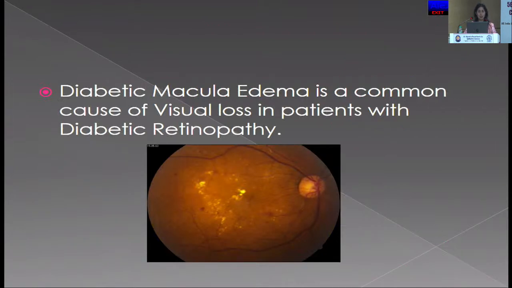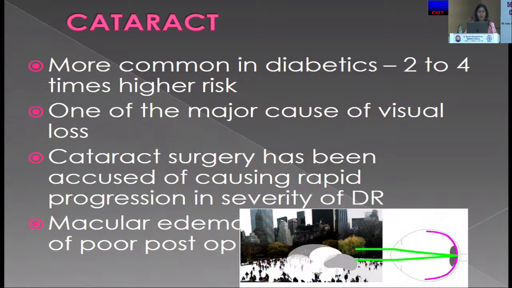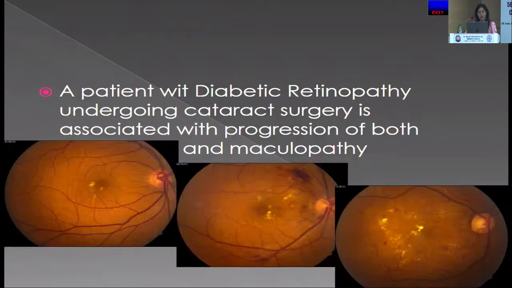Firstly, just to touch on the basics, we all know diabetic macular edema is a common cause of visual loss, especially in patients with diabetic retinopathy. Cataract is more common in diabetics, with a 2 to 4 times higher risk, and it's one of the major causes of visual loss. Cataract surgery has been accused of causing rapid progression in the severity of diabetic retinopathy, especially macular edema, and of being a cause of poor post-op visual recovery.